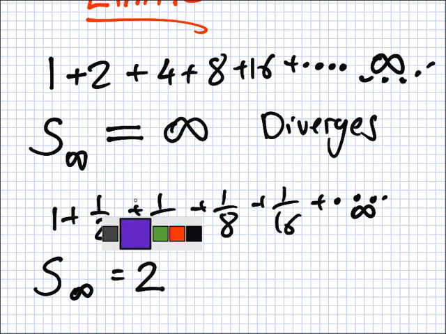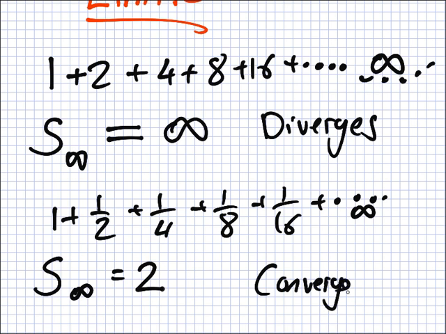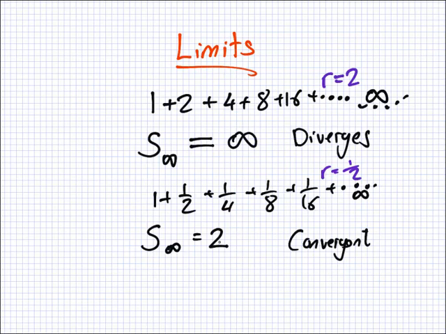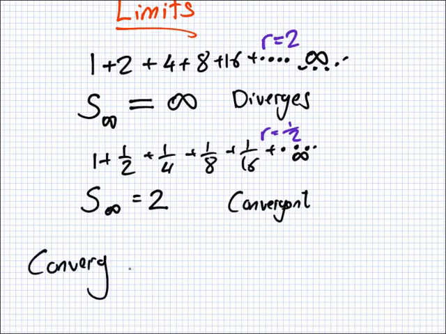Okay. How can we know if it'll be convergent or divergent? We can actually know from the common ratio. Here, what does the ratio equal? 2. And here, what does the ratio equal? A half. So this is our first result. It converges only if the ratio is smaller than 1, not bigger than 1. Otherwise, it diverges. Okay.